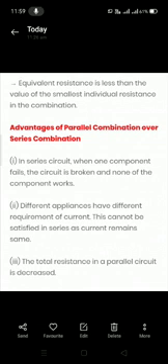In a series circuit, when one component fails, the circuit is broken and none of the components work. Second point, different appliances have different requirements of current. This cannot be satisfied in series as current remains the same. Third point, the total resistance in a parallel circuit is decreased.